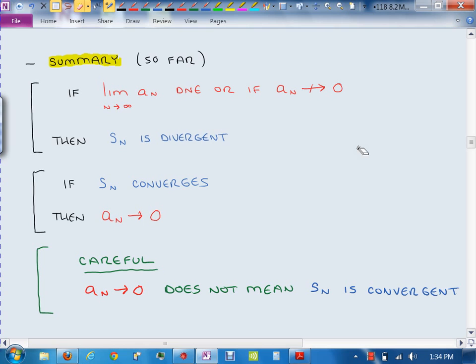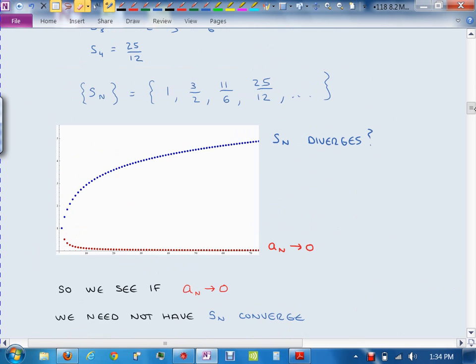So the other way around is not true. Just because a sequence goes to 0 does not mean the series converges. And didn't I show you that already? It was this one, right? This one was an example where the sequence went to 0, but the series diverged.